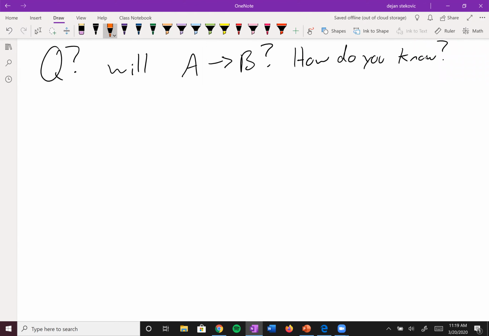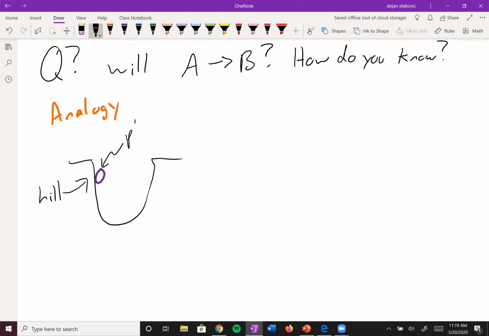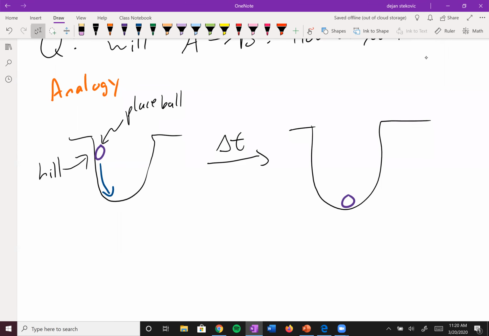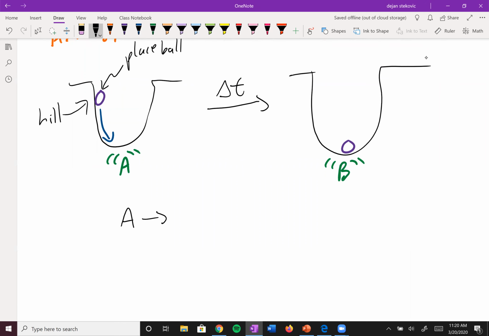Let's first take a look at an analogy, because this is pretty simple in real life scenarios. We have these hills, with some kind of valley in between them. If you place a ball here, what's going to happen? Most of you should be able to predict that this ball is going to roll down the hill and eventually end up at the bottom. If we call this state A and this state B, we can say that A will indeed go to B. The ball will roll down the hill.